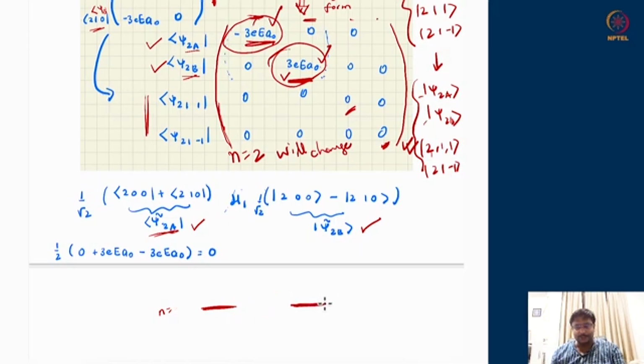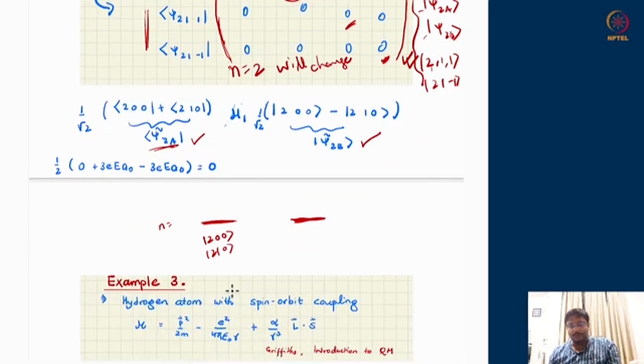same energy. So this basis was for 2, 0, 0, 2, 1, 0, 2, 1, 1 and 2, 1, minus 1, while this is for psi 2a, psi 2b, 2, 1, 1 and 2, 1, minus 1. All these have the same energy. There are 4 states here and there are 4 states here as well. All of them have the same energy as far as H0 is concerned.